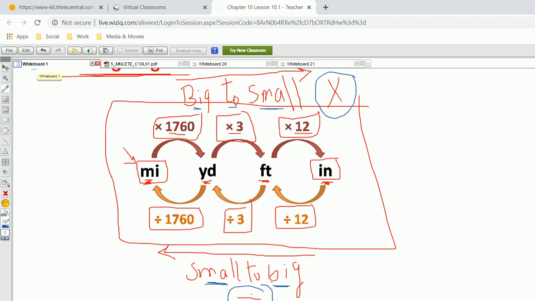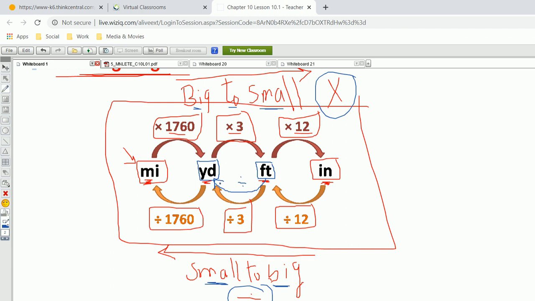From this diagram, where is feet? Here, yes, and yard here. So we want to convert from feet to yard. So it will be divide. Yes, so we're going to divide by what? 3. So you have to keep it in your mind.